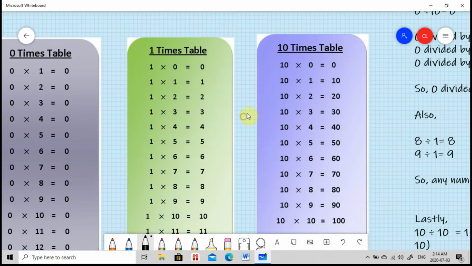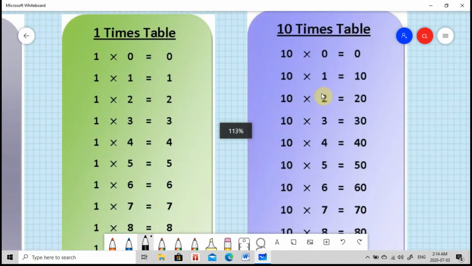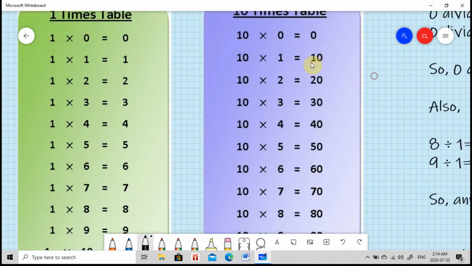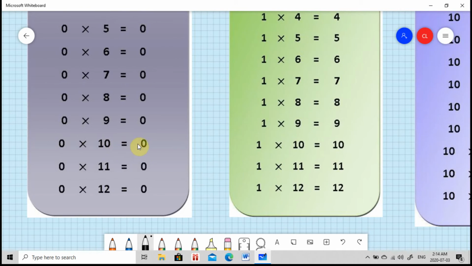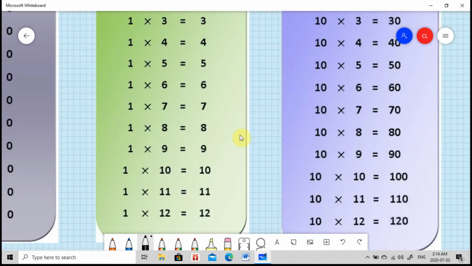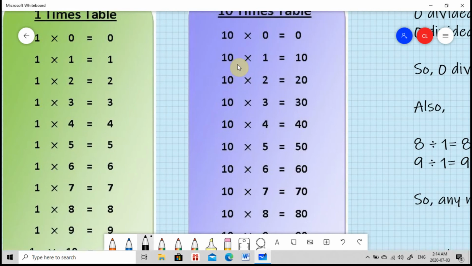Now what about 10? The 10 times table. The first one, of course, 10 times 0 is 0, because any number that is multiplied by 0 is 0. We can see it from here also. For this, you can see 10 times 1 is 10, 10 times 2 is 20, 10 times 3 is 30, 10 times 4 is 40, 10 times 5 is 50, 10 times 6 is 60.